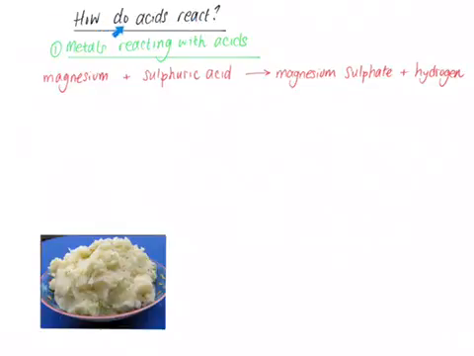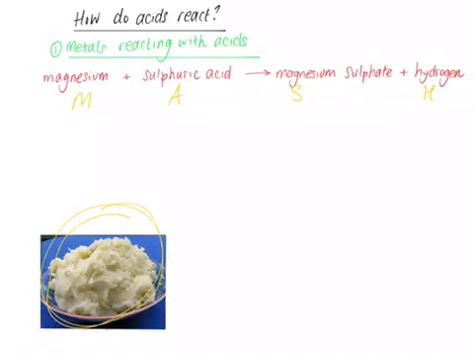How do acids react? In this example, metals reacting with acids, there's an easy way to remember the products. You can work them out from MASH. That's mashed potato. So magnesium, which is a metal, plus acid gives us salt plus hydrogen. So metal plus acid gives salt plus hydrogen, which spells the word MASH.